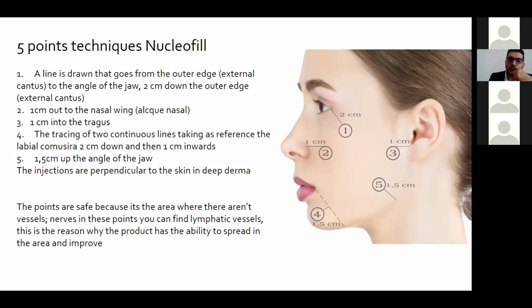your preference. For the fourth point, we take a line from the lateral commissure downwards, and it's 1.5 centimeters away from the lateral commissure of the mouth. And for the fifth point, we determine the angle of the mandible, and we go upwards for 1.5 centimeters, and then we do the injection. Each point, again, we will start to inject 0.2 ml per point. These points are safe. There are no vessels in there, and it will not clog anything. There are no important structures. And of course, the level of injection is either deep dermal or superficial subcu.